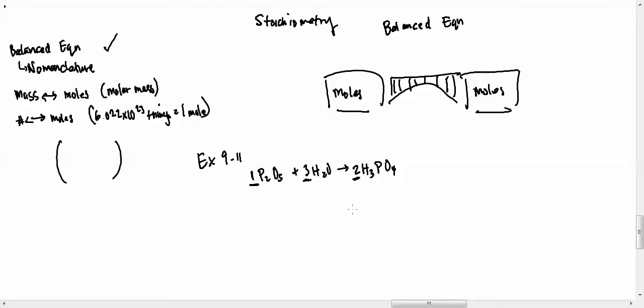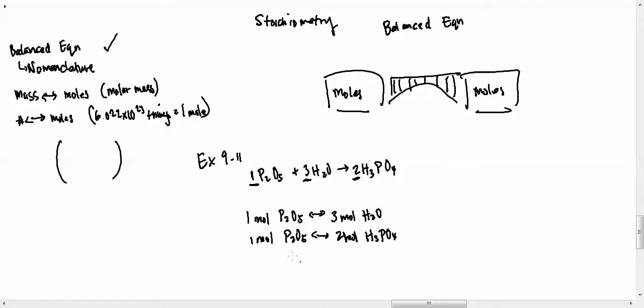So, in essence, this gives me a whole bunch of equal signs. This is saying 1 mole of P2O5 doesn't equal, but it's related to 3 moles of water. Or I can even do this equal sign: 1 mole of P2O5 is related to 2 moles of H3PO4.